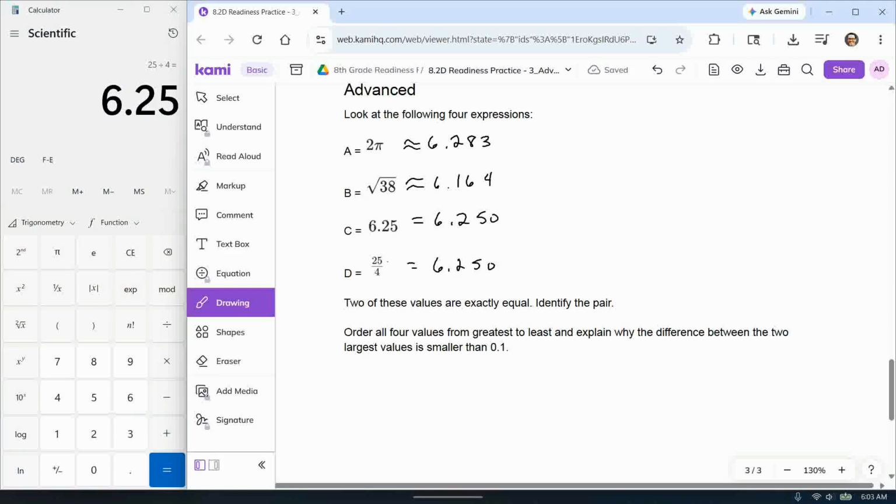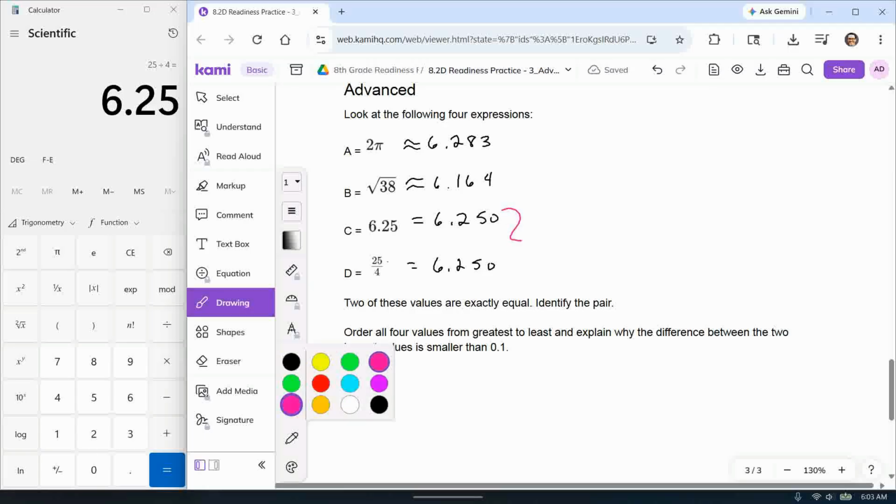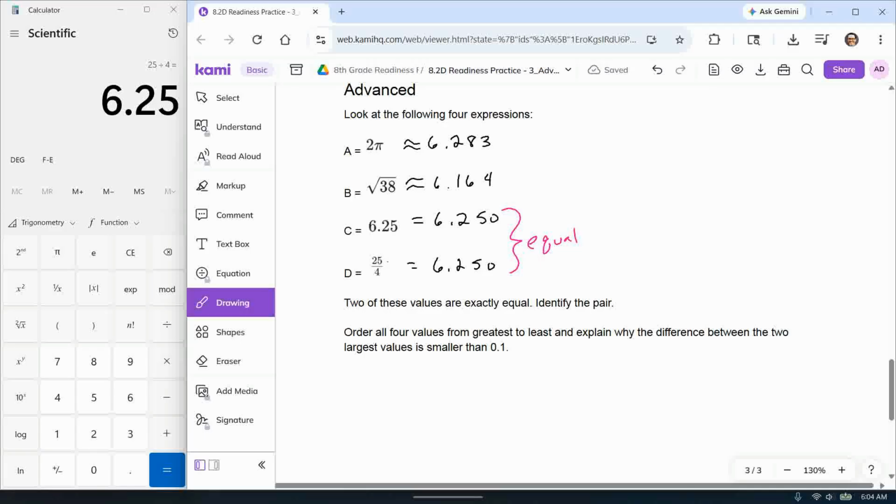Okay, identify the pair. So first we can go ahead and say that these two are equal. One's a decimal, one is a fraction. Now we need to order them from greatest to least, so we can do that here. It looks like I'm going to make it 6.1 all the way to 6.3. I'll put 6.2 as my midpoint, and let's go ahead and put our values here. So my smallest is going to be 6.16, and that is going to be my square root of 38.